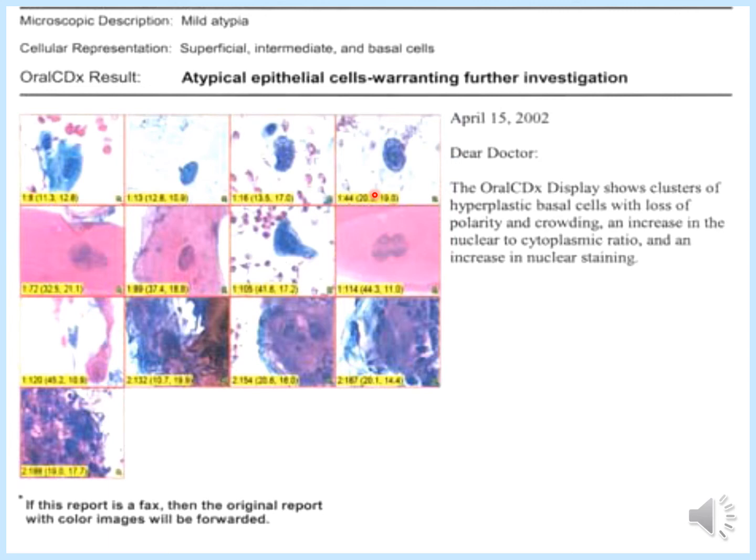Atypia means abnormality of the epithelial cells. For those of you who are not familiar, all epithelial cells, before they become malignant, always undergo something called atypical changes. That means changes which indicate that the cell is going to turn dysplastic or has turned dysplastic and has a high chance of turning into cancer.